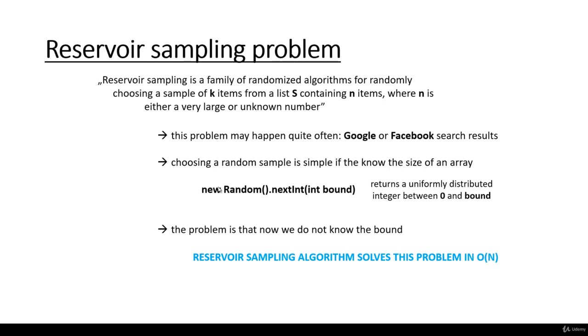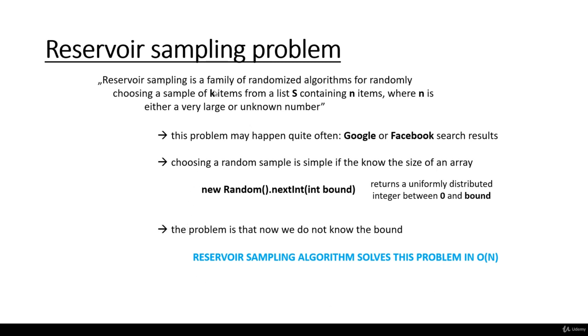So, for example, we can generate a new random integer within the range 0 and the given bound we have specified. It returns a uniformly distributed integer between 0 and the bound, but the problem is that we don't know the bound in this case. And this is why reservoir sampling came to be. It is going to solve this problem in O(n) linear running time complexity.